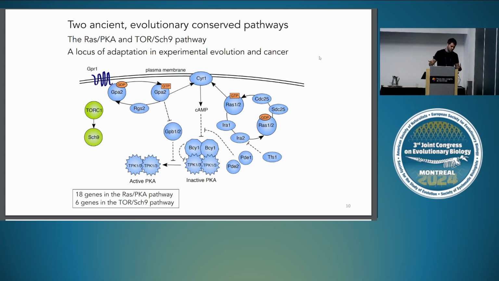So these are two core eukaryotic signaling pathways, the RAS-PKA pathway and the TOR pathway. They are highly conserved from yeast to humans. And the reason why I chose them is because evidence from experimental evolution, as well as cancer biology, suggests that these pathways are highly important for adaptation. So it's not unlikely that we are going to find functional variation in these pathways. For example, in humans, more than 1/3 of human cancers are actually caused by mutations in RAS and TOR.